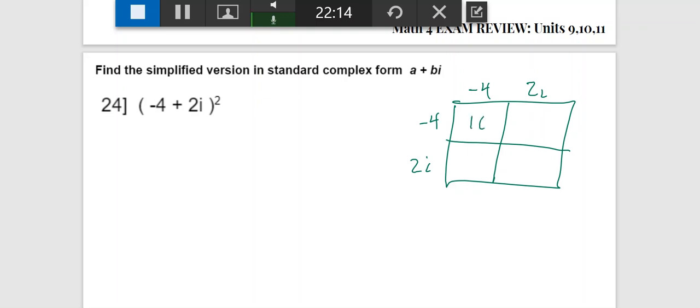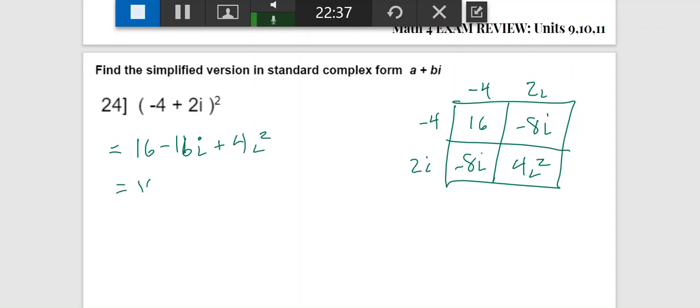Negative 4 times negative 4. Negative 4 times 2i. 2i times negative 4. 2i times 2i is 4i squared. All right, so we come over here and we do 16 minus 16i, that's 8i and 8i together, and then plus 4i squared, that becomes a minus 4. 16 minus 4 is 12. And remember that the i term has to come last.